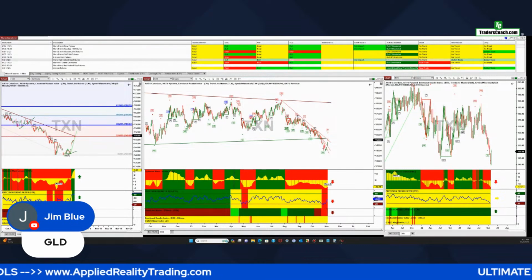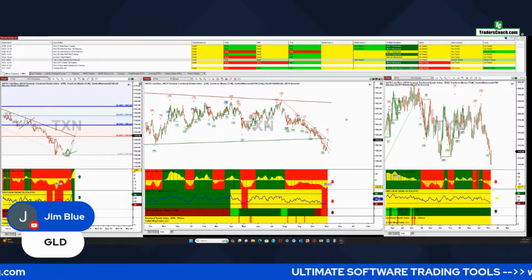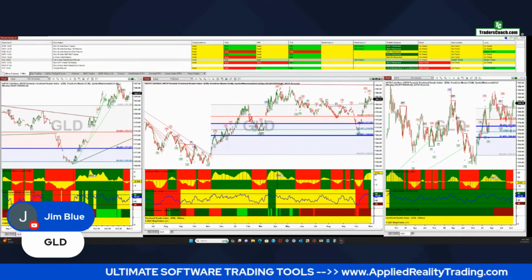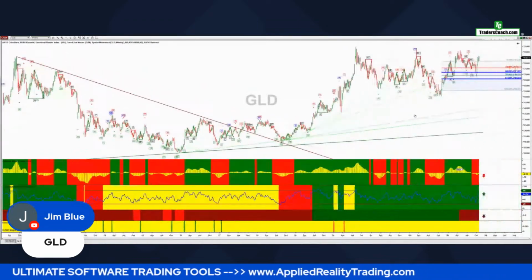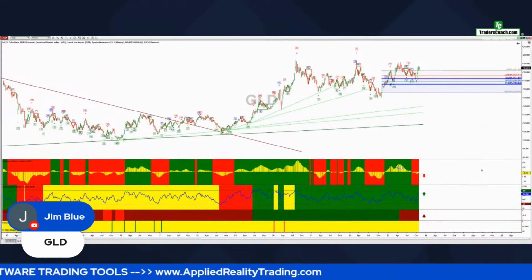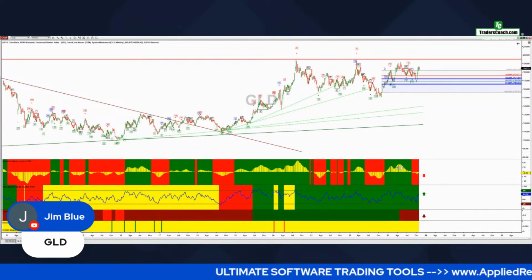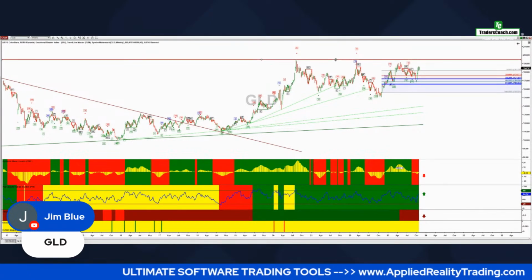All right, let's take a look at gold, GLD. Good one to look at. Let's open up the weekly chart and look at that green PTF. Woo, okay, so what's it saying? Well, it's saying that we should get higher than here. So that's a good sign.